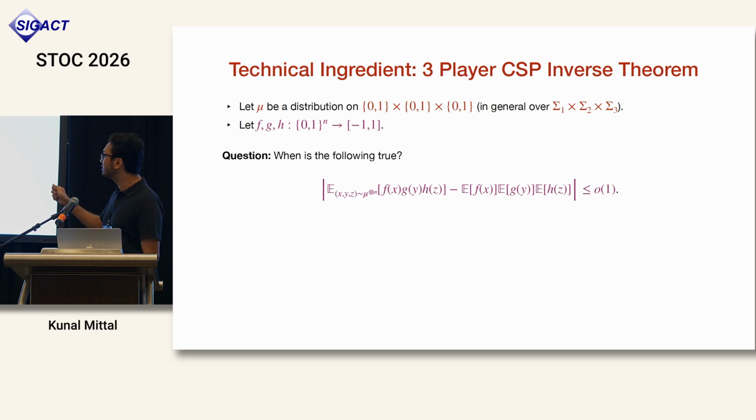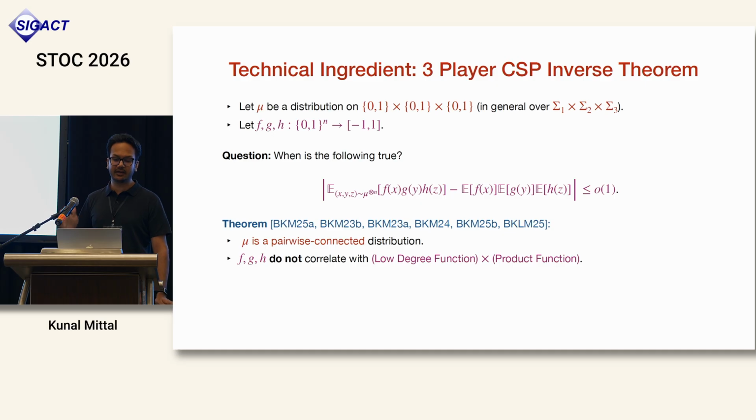If I take the expectation of f(x) g(y) h(z), where (x, y, z) is sampled from the n-fold repetition of mu, when is this approximately like a product distribution? When do these behave approximately in a product way? A recent line of work by Bhangale, Khot, Liu, and Minzer answered this question when mu is a pairwise connected distribution. They say that if mu is a pairwise connected distribution, and all of f, g, and h do not correlate with something called a low degree function times a product function, then this condition holds.